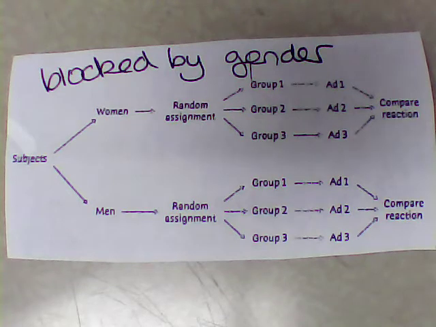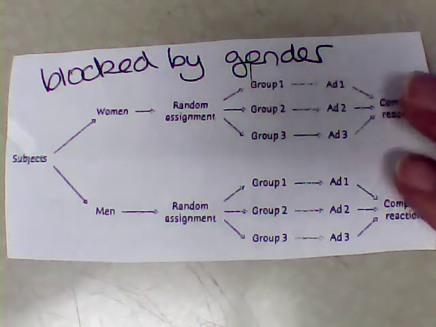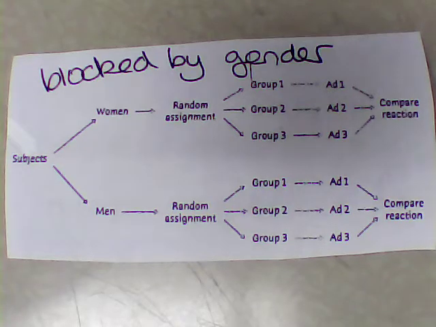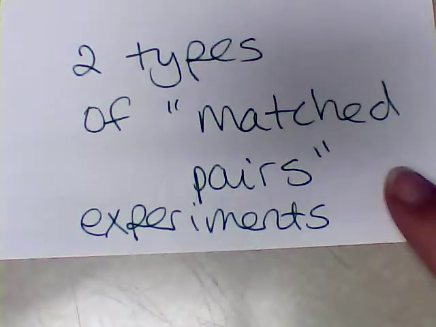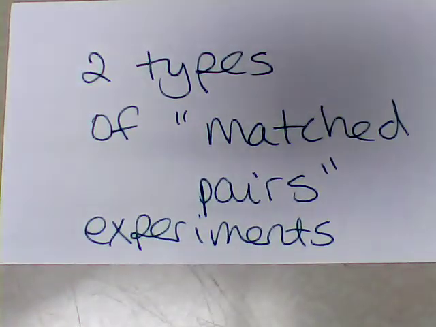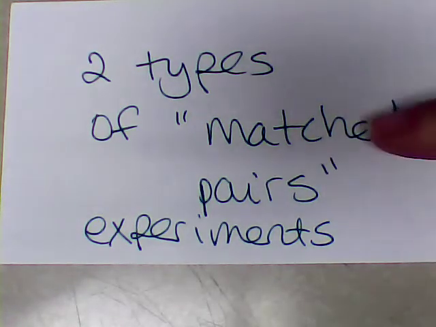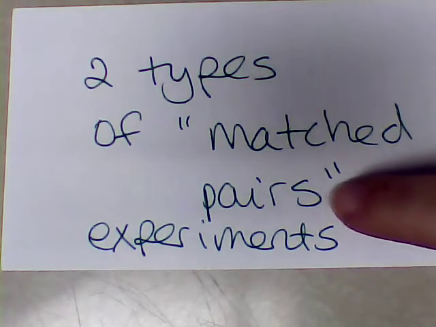So that is the generic kind of blocked experiment. Then we go into two special types of blocked experiments that are called matched pairs. So, two types of matched pairs experiment. It's a type of blocking. So how matched pairs works, there's actually two options. One of them is like it sounds, pairs, there's two.